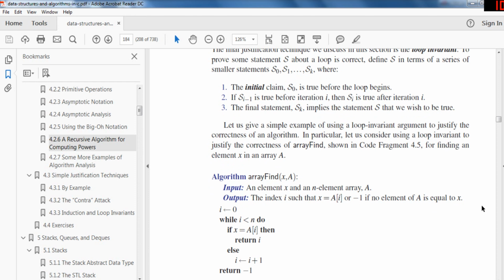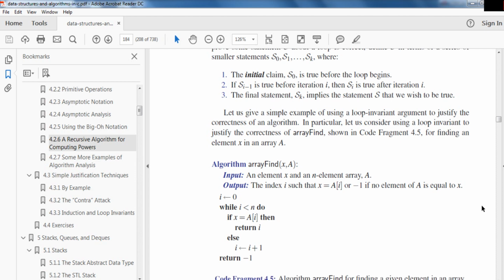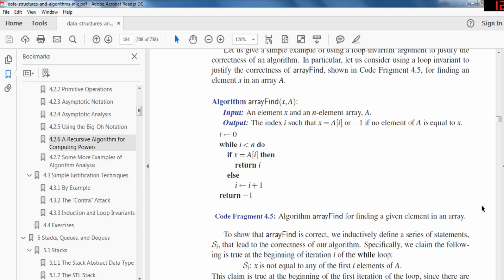If S_{i-1} is true before iteration i, then S_i is true after iteration i. And then the final statement, which is S_k implies the statement S that we wish to be true. So let us give an example of how loop invariants work to justify the correctness of algorithms.